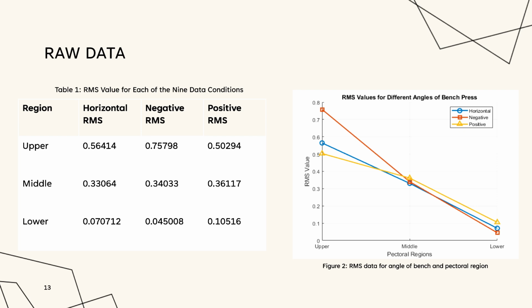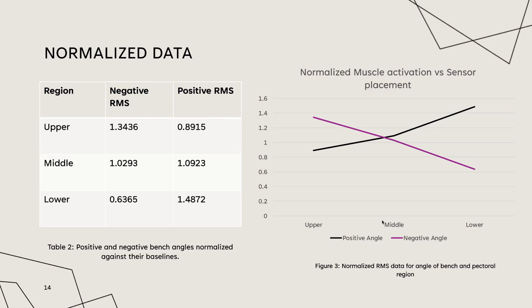When it comes to the individual regions, the negative bench angle was what we actually found to be the highest activation for the upper chest, which goes against the previous findings. And for the middle, it was found to be the positive bench angle, as well as for the lower. This is our normalized data. We took the negative bench angle and positive bench angles and divided them by the 0-degree bench angle to get a qualitative idea on the behaviors of the muscle activation with a change in bench angle.